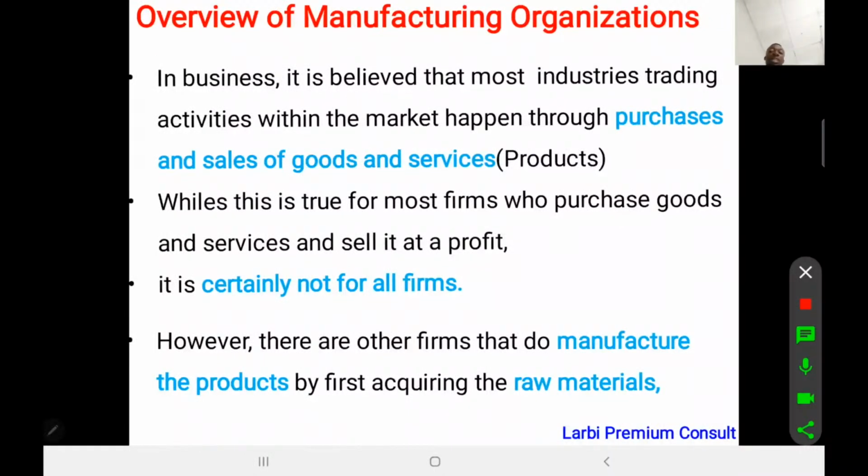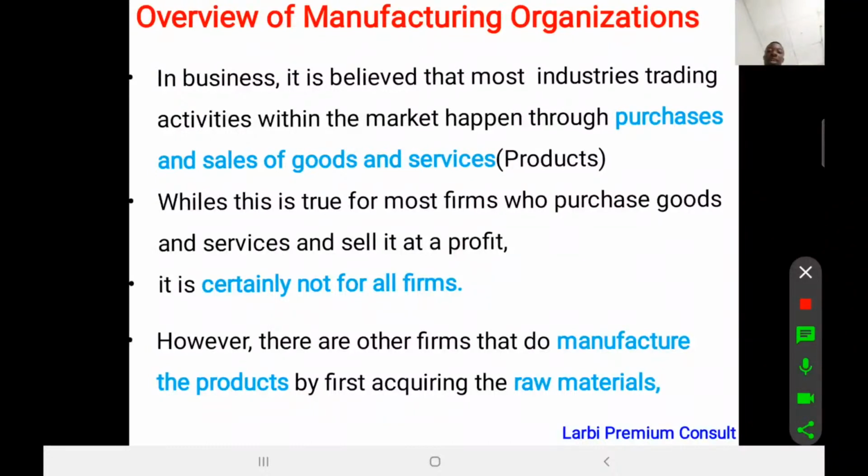As I've indicated, in business, it's believed that most trading activities within the market happen through purchase and sales of goods and services. Those are the ones who buy the product from outside and sell it back to customers. While this is true for most firms who purchase goods and services and sell them at a profit, it is certainly not true for all firms. It means not all businesses get the finished product outside and sell it back. We also have those that get raw materials and manufacture the product themselves.